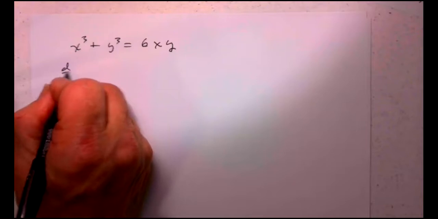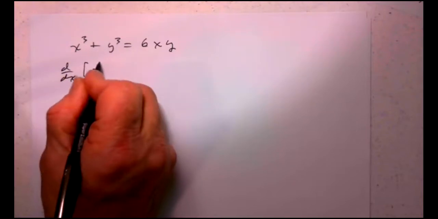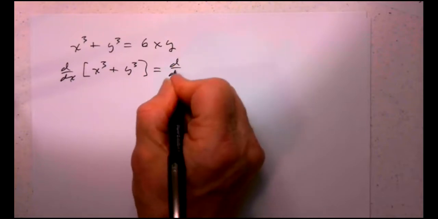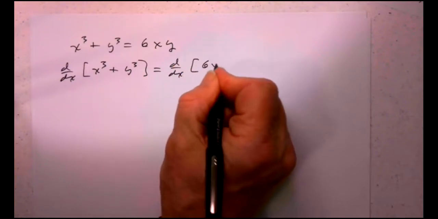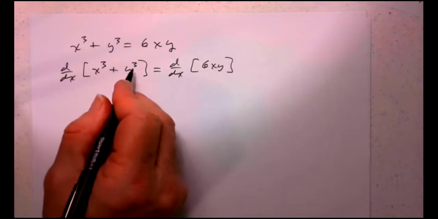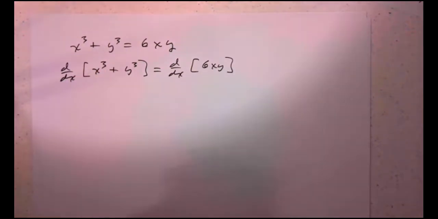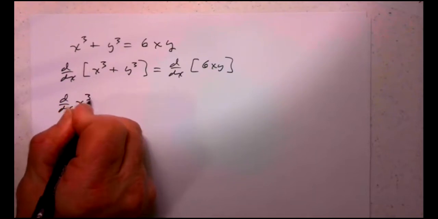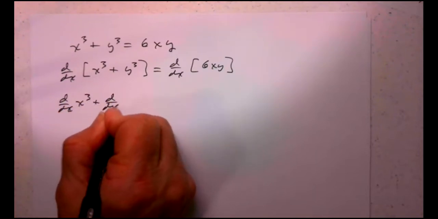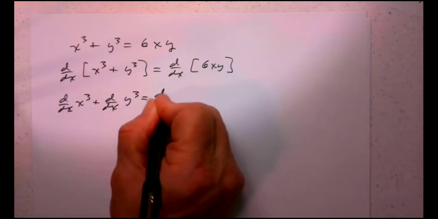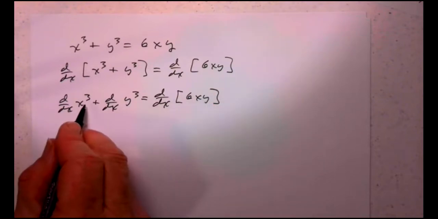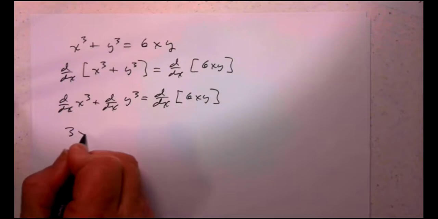I'm going to take the derivative with respect to x of the left side, which is going to equal the derivative with respect to x of the right side. Now, the derivative of the sum is the sum of the derivatives. You can think of it as sort of distributing. So the derivative with respect to x of x cubed plus the derivative with respect to x of y cubed equals the derivative with respect to x of 6xy. There's no issue with the first piece: the derivative with respect to x of x cubed is just 3x squared.